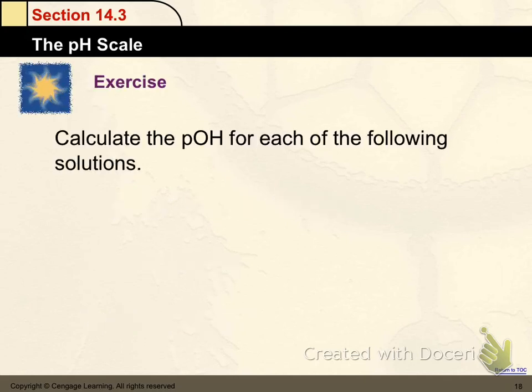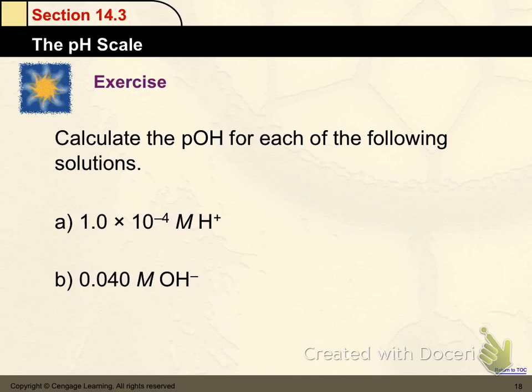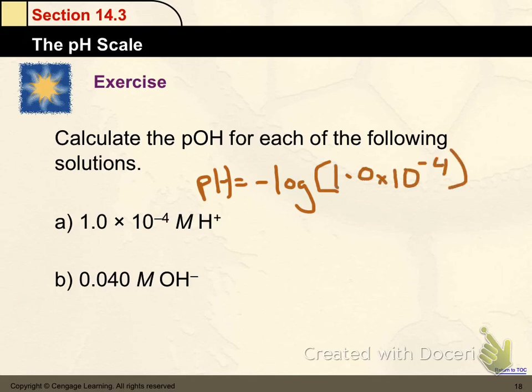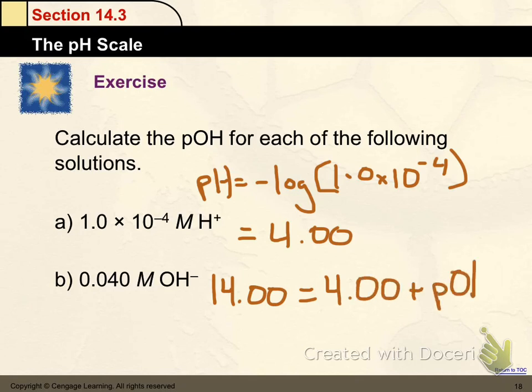Okay, again, let's do another problem. Let's calculate the pOH for each of the following. We get a 1.0 times 10 to the negative 4th molar hydrogen ion concentration. Well, we know that pH equals the negative log of 1.0 times 10 to the negative 4th. If I do that, that should equal 4.00. And I know that 14.00 equals my pH plus my pOH. So pOH equals 10.